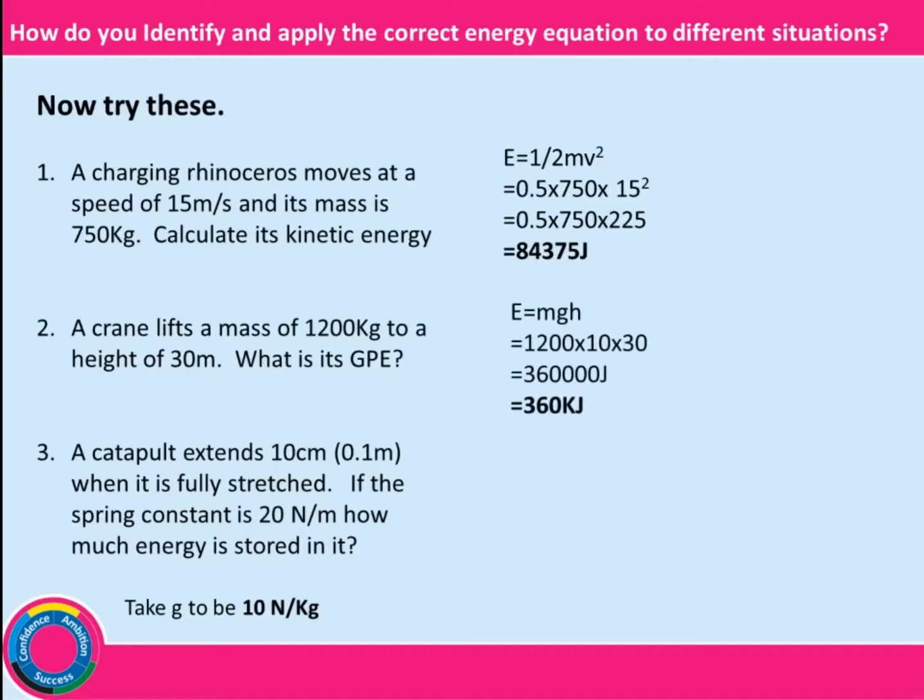Next one, equation. That's the equation for gravitational potential energy. And the third one, a catapult. Extension is 0.1 meters. You need to be careful with some of these questions. If they give you something in centimeters, you need to convert it into meters. Again, write down the equation. Remember to work out your indices first. Come up with an answer of 0.1 joules.